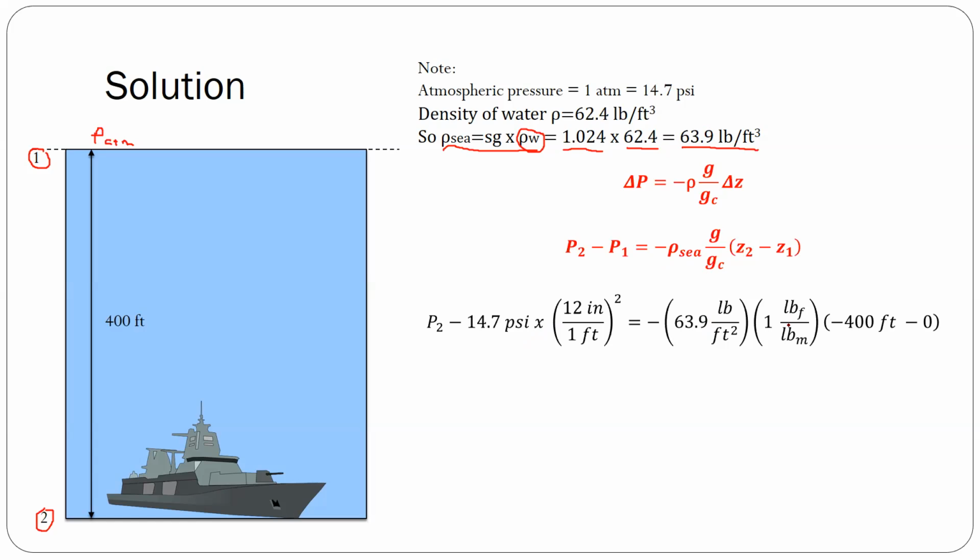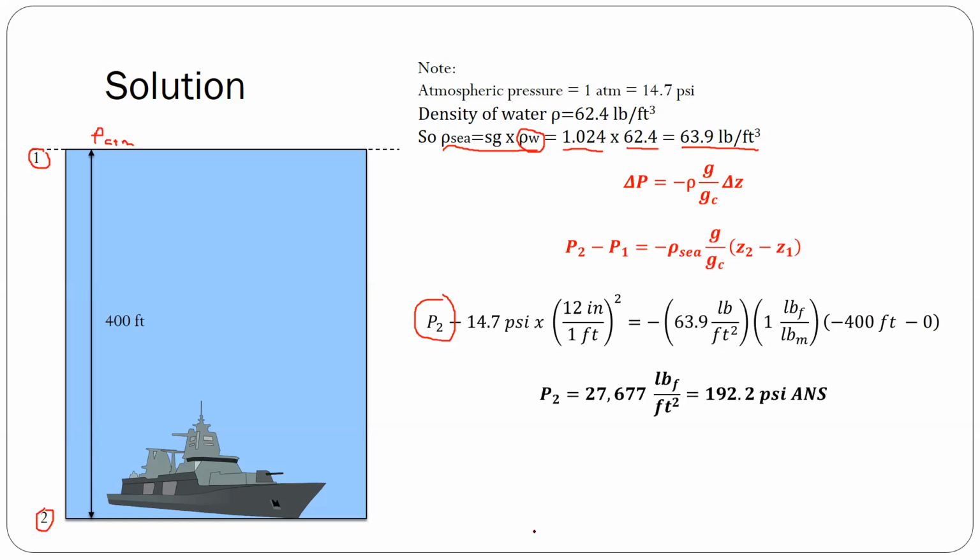Kapag SI, 9.81 yan. Pero kapag English, 1. And then Z2, where is Z2? Ayun, nasa baba. Okay, kasi kung ito yung datum line mo, which is yung 0.1, okay, all values above that, let's say the elevation, will be positive, and all values below that will be negative. So Z2 is negative 400, while Z1 is 0. Okay? So therefore, P2 na lang ang kulang.